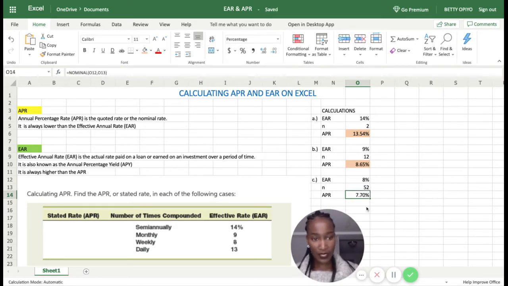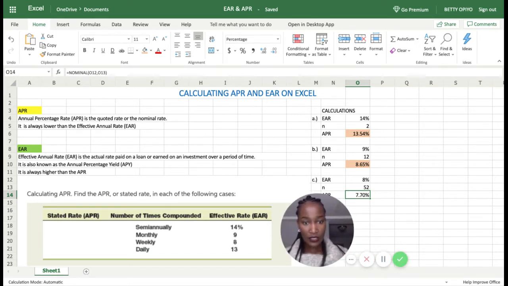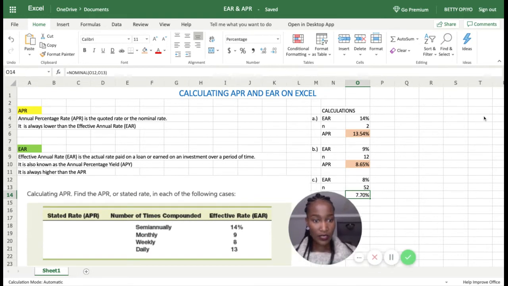Okay, I'm going to move this somewhere here. Let me move it so it doesn't distract.